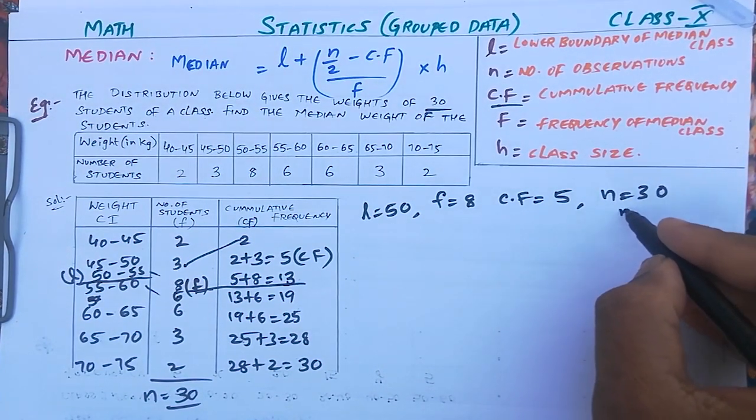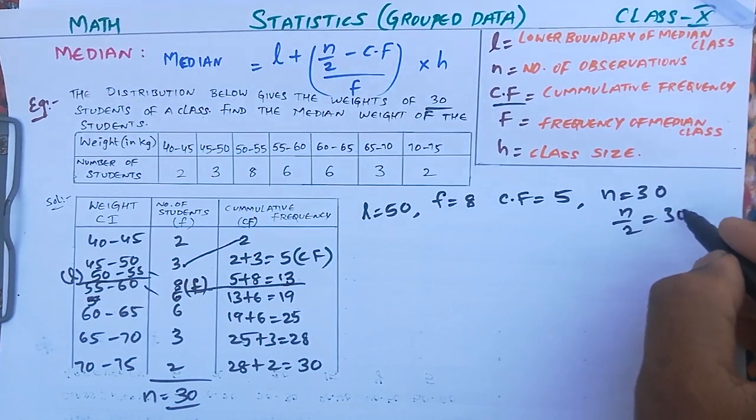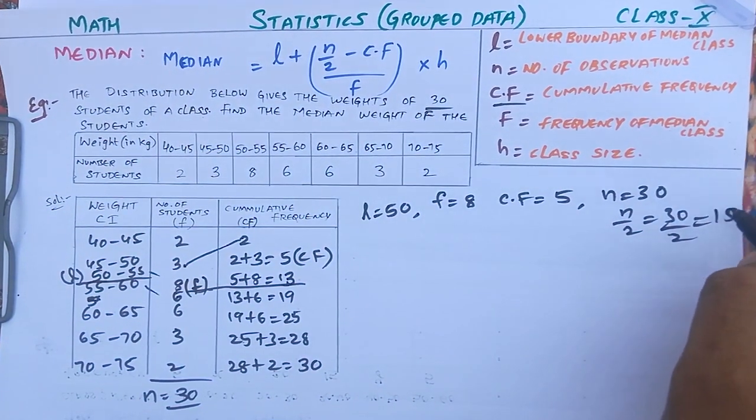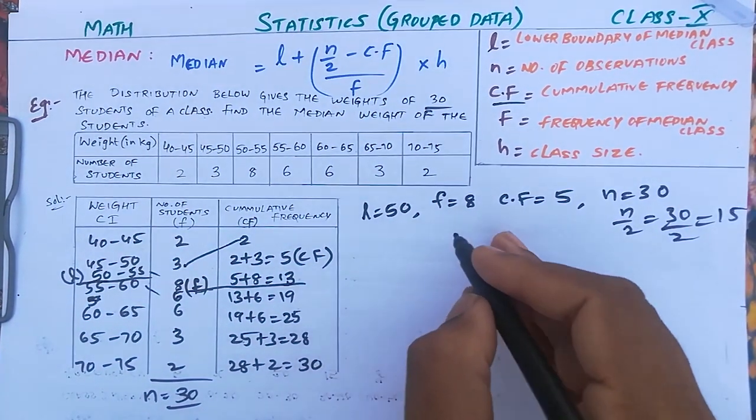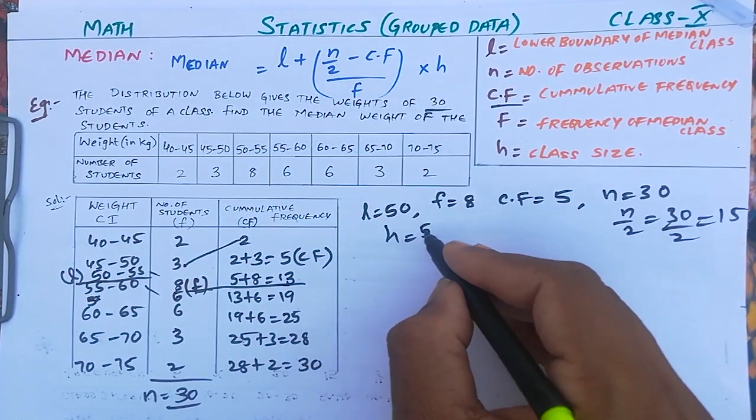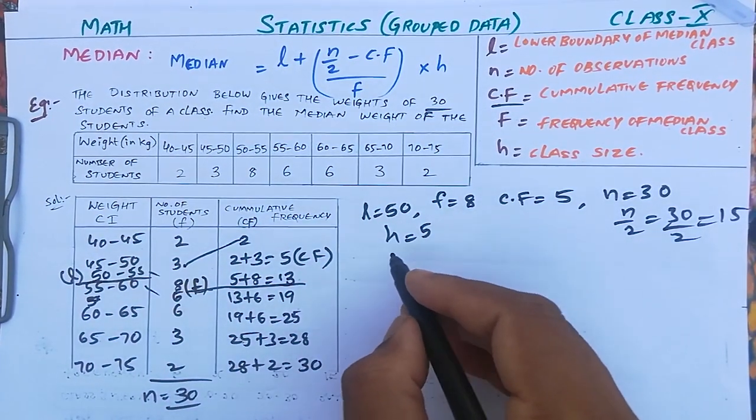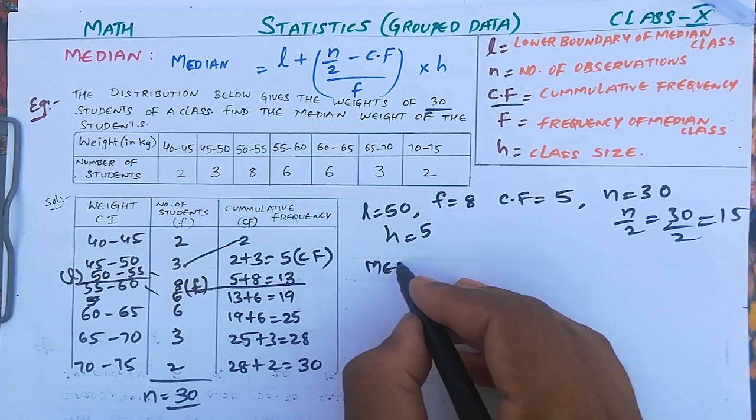And n equals 30, so n by 2 means 30 by 2, which gives 15. And what is the h value? The class size is 5. 40 to 45, the difference is 5. Now we do the median.